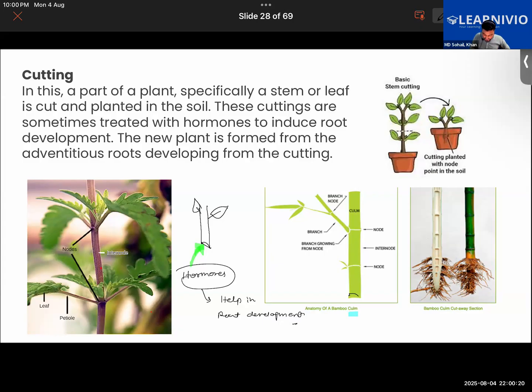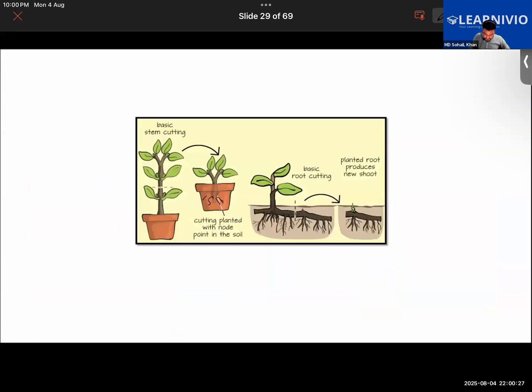I hope that much is clear to everyone. Yes, sir. This portion should be going into the soil, as you guys can see here, right? So we have cut a plant with a node point in the soil. The node should be inside the soil.